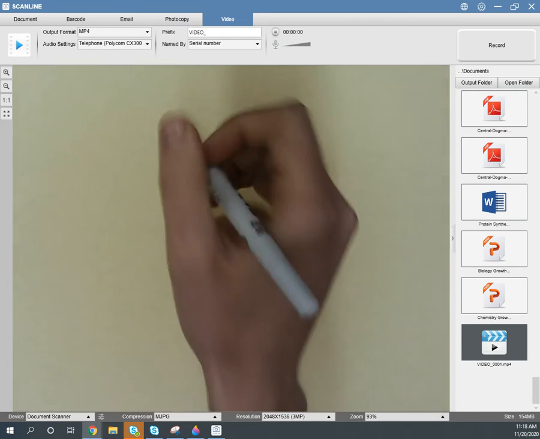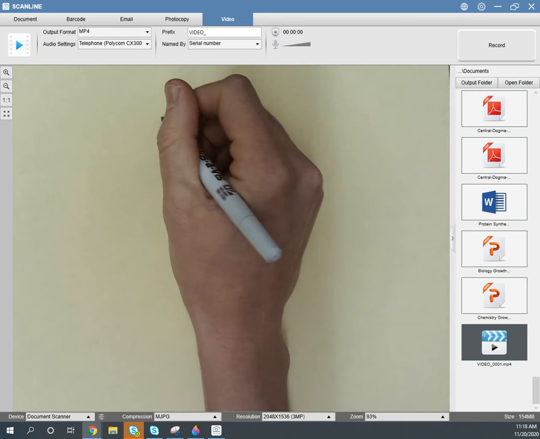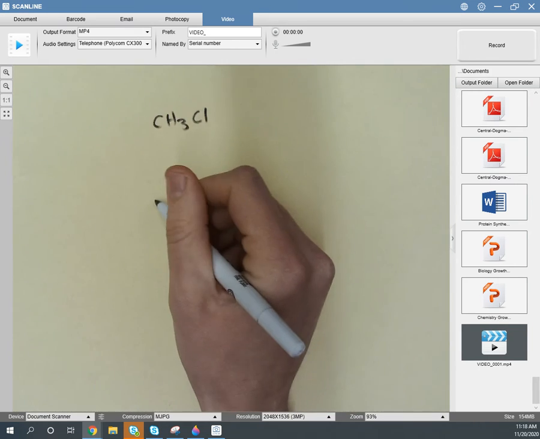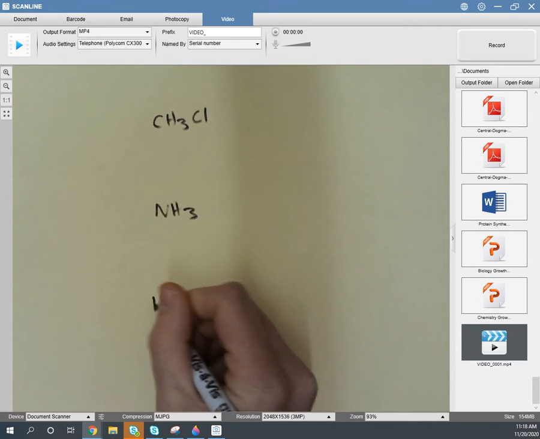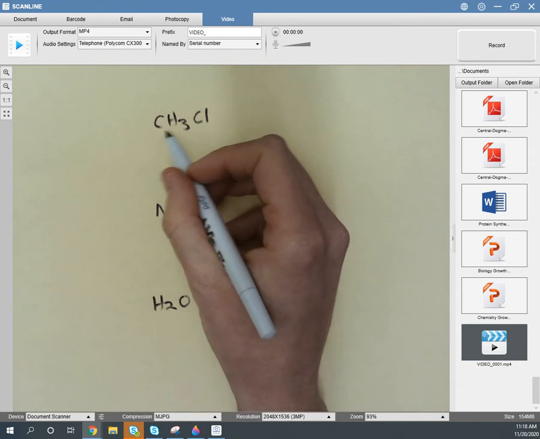Alright, so in this video I'm going to show you how to draw the Lewis structures for 3 different compounds. The first one is CH3Cl. Then we're going to do NH3, which is ammonia. And the last one is H2O, water. So I'm going to follow the 4 steps that we learned in our notes for how to draw these Lewis structures. The first step is to count the total number of valence electrons.